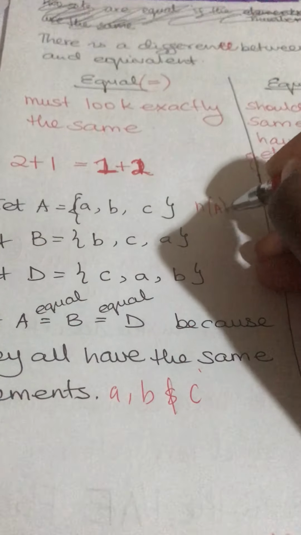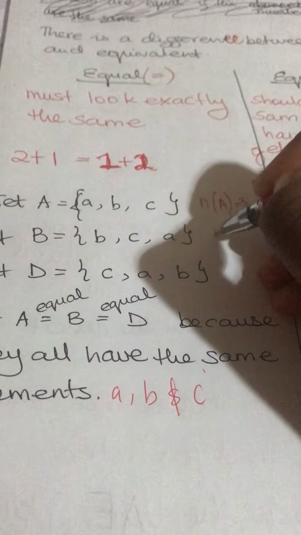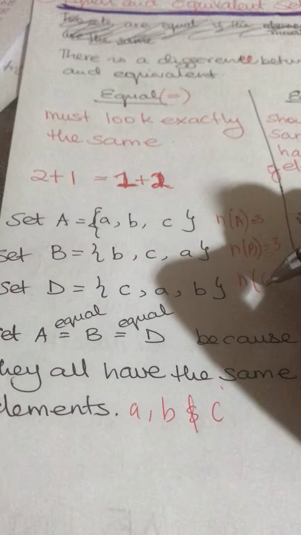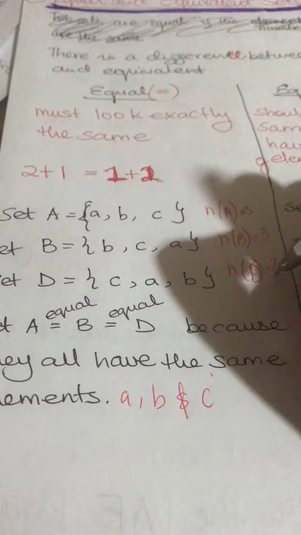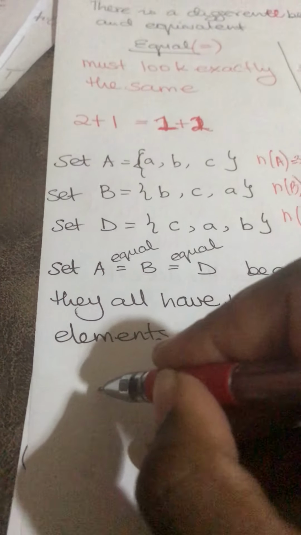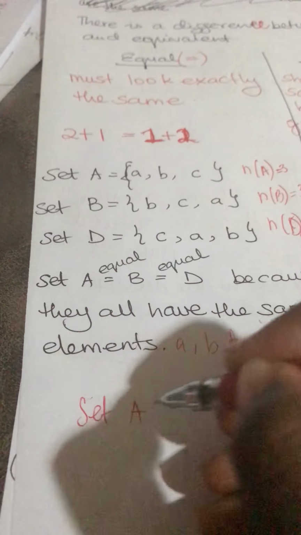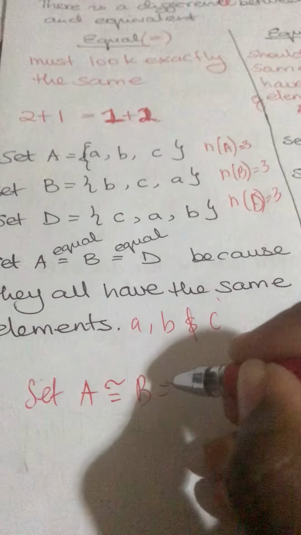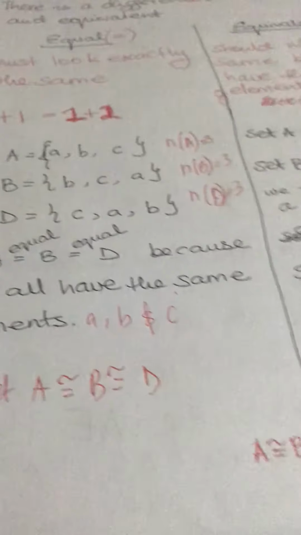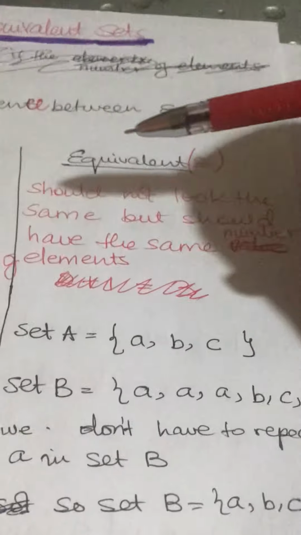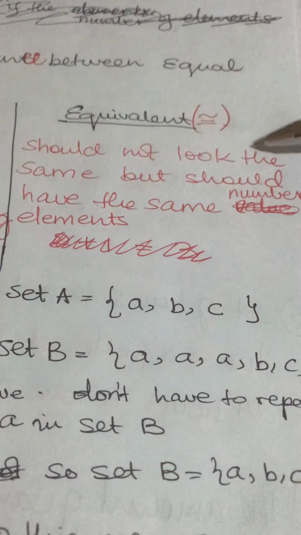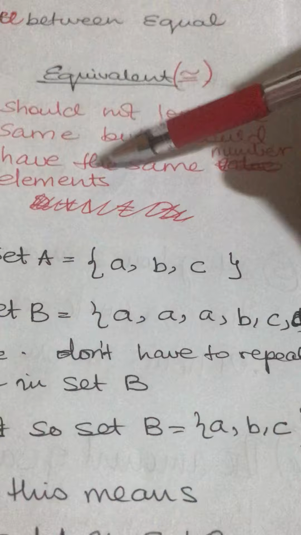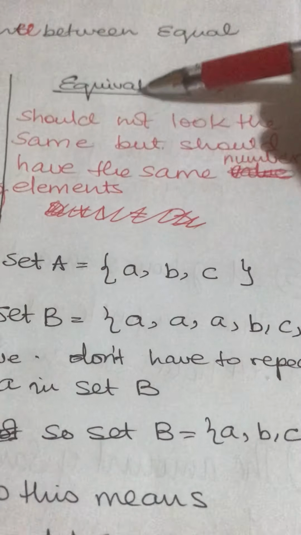N of A is 3. N of B is 3. N of D is 3. So I can also say set A is equivalent to set B, which is also equivalent to set D. I can say that. Equivalent sets should not look the same, but should have the same number of elements. So here you use the cardinality.